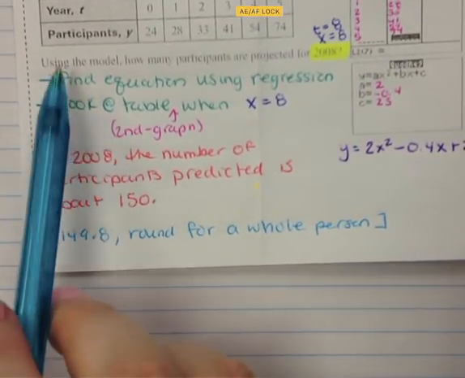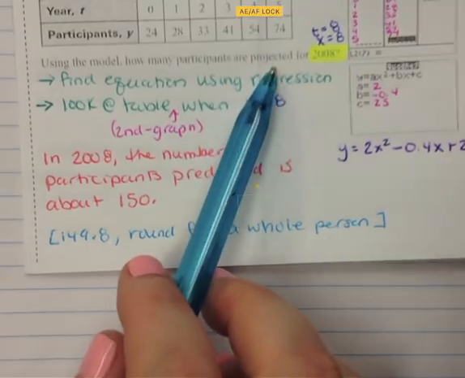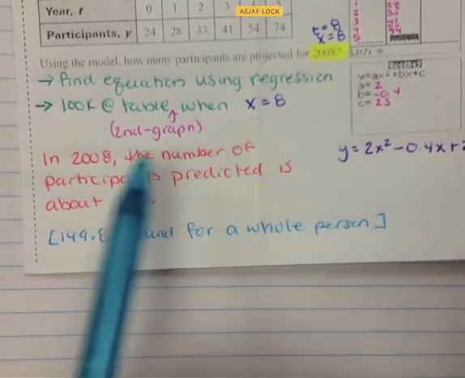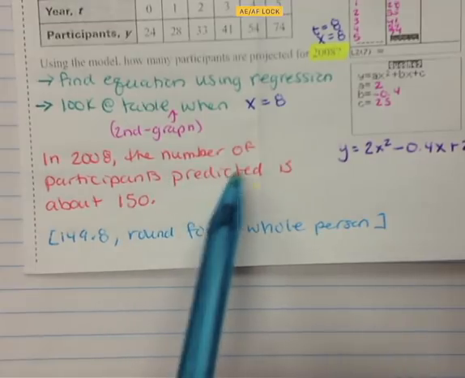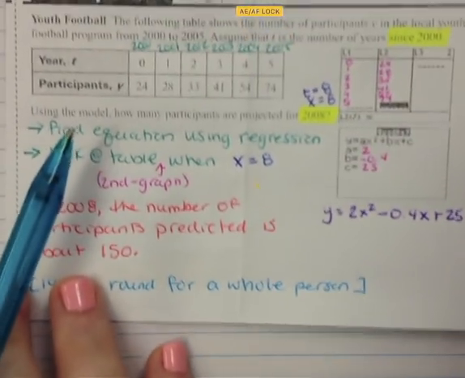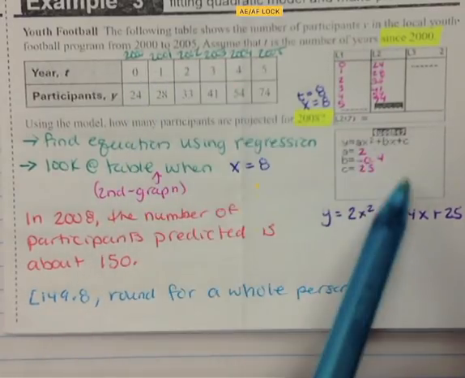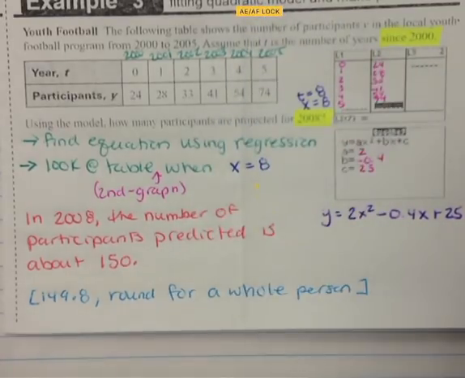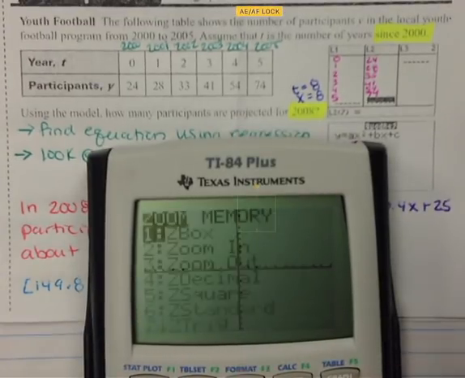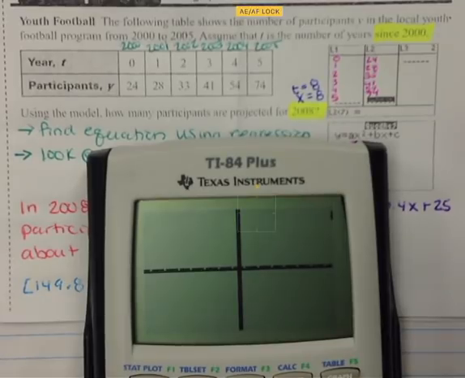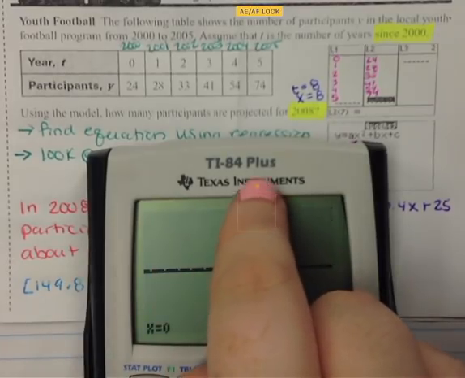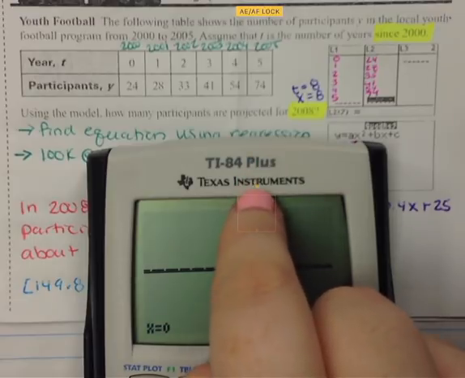So again, we look back at the question: using the model, how many participants are projected or predicted for 2008? In 2008, the number of participants predicted is about 150. This is how you predict values for anything. After you have the equation, you can predict values for anything. Again, it is a prediction, so it's not going to be 100% accurate, but it is a good chance to see, am I on the right track? And when we look back at our graph, even though it was zoomed out, you can see that this will keep going up. So we know that in 2008, it will keep going up in value.